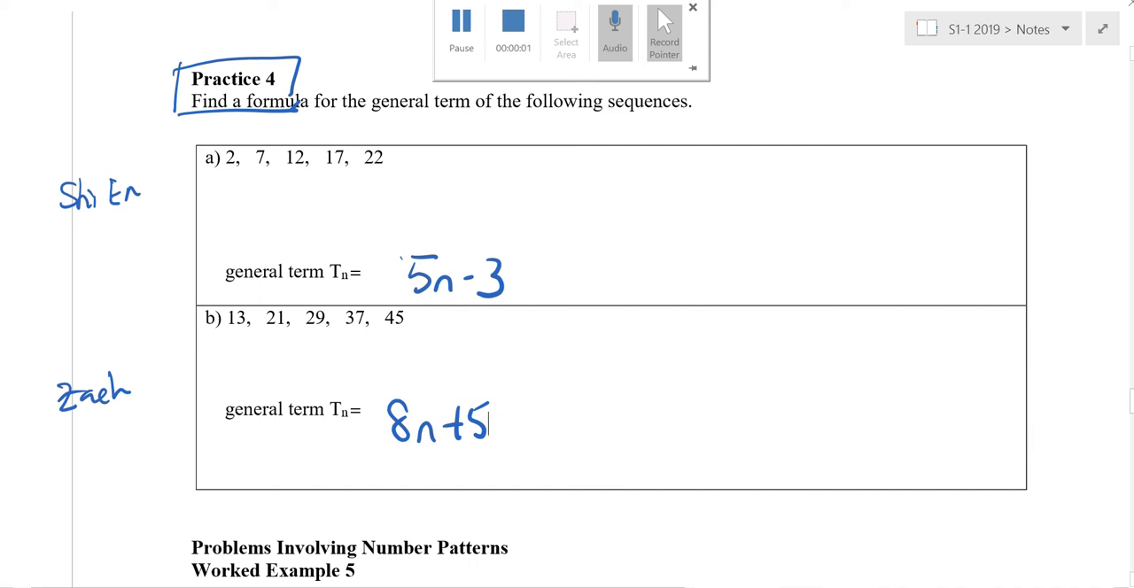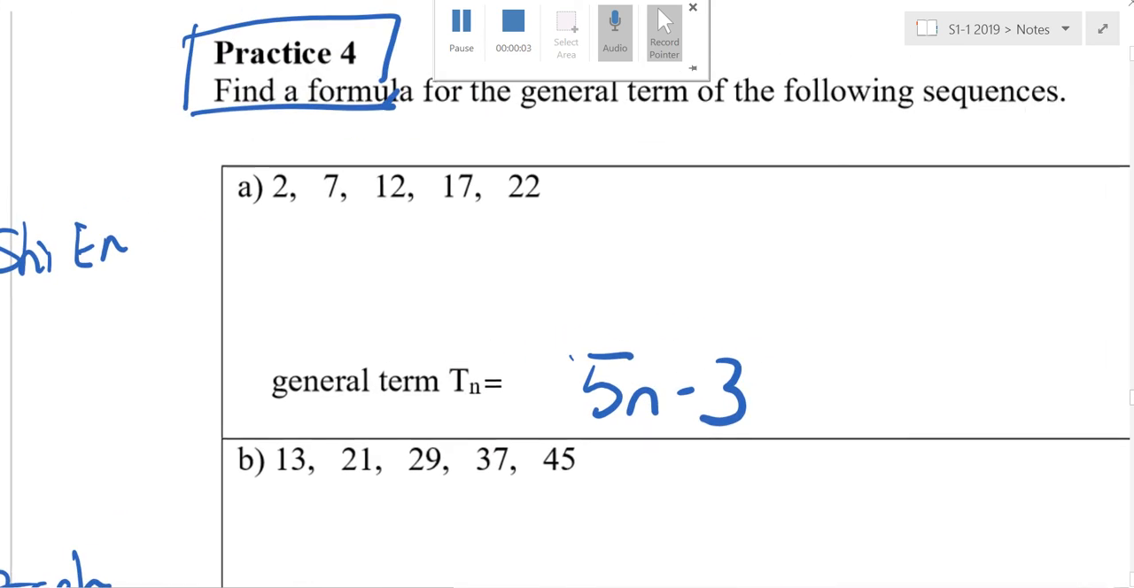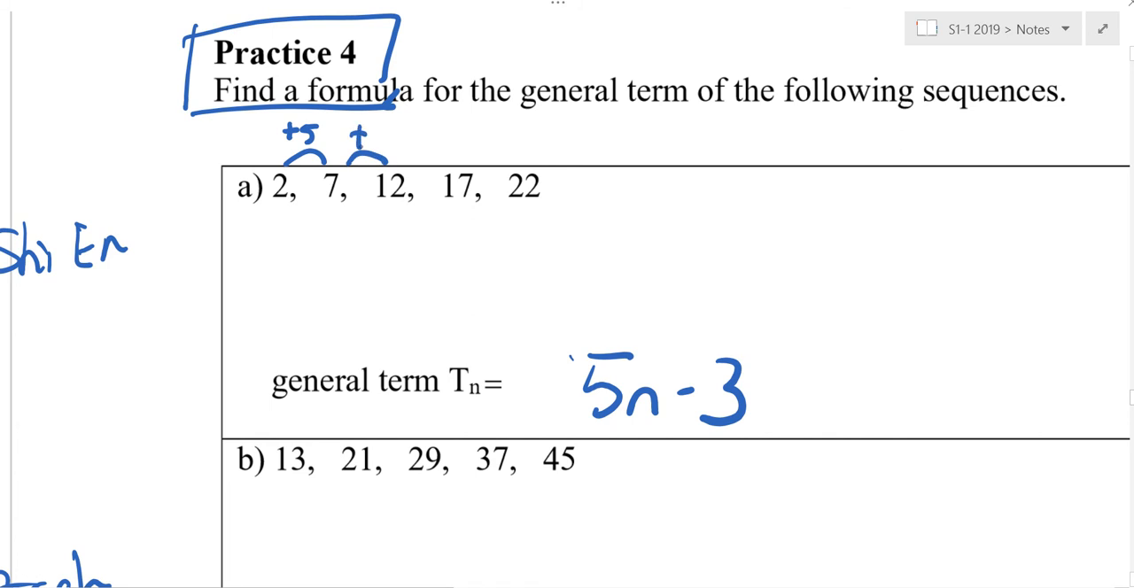And Xinjie will answer this question. First, Kylie, what is the difference here? You must tell me plus something or minus something. Plus 5. Is everyone plus 5? Xinjie, is everyone plus 5? Can you write down this is common difference?